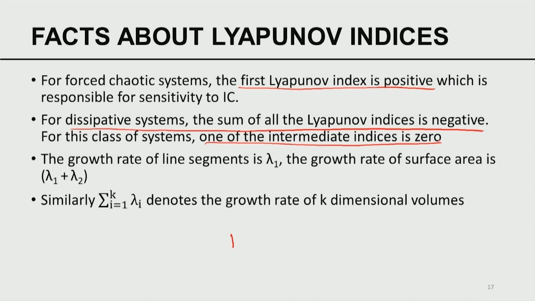I'm going to illustrate it further. These are some of the well-known facts I'm trying to summarize. Explaining each of these will take at least 1 or 2 lectures, but here I'm trying to collect many of the results. What does lambda 1 tell you? If I have a 3-dimensional system, I have 3 Lyapunov indices. Lambda 1 tells you the growth rate of errors along one line. Lambda 1 plus lambda 2 refers to the growth rate of surface areas. Lambda 1 plus lambda 2 plus lambda 3 refers to the growth rate of volumes. That's where different Lyapunov indices come into play. Likewise, the sum of the first k Lyapunov indices tells you the rate of growth of k-dimensional volumes. These are all very simple facts.